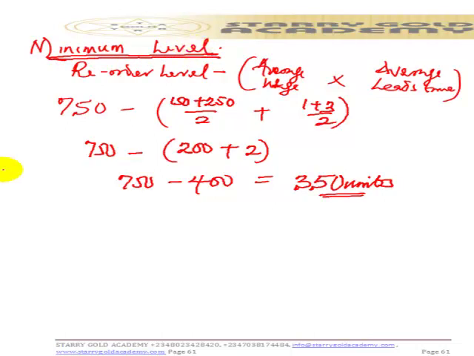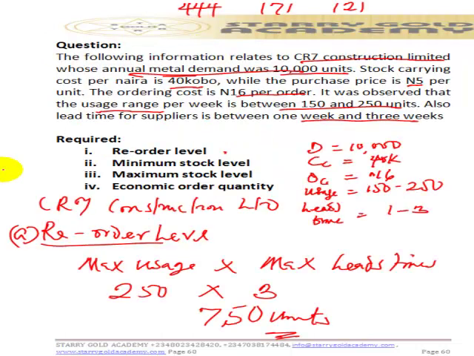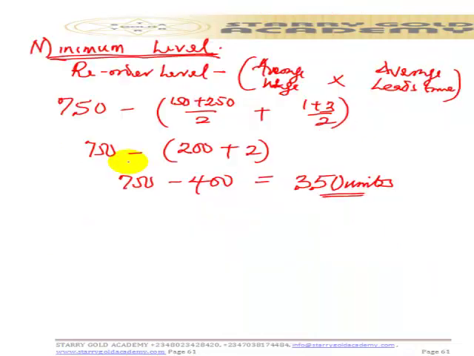Then the next one is our maximum level. We cannot determine the maximum level without EOQ. So I would prefer to do the EOQ first. After the EOQ, then we can do the maximum level. So let's do our EOQ, economic order quantity.